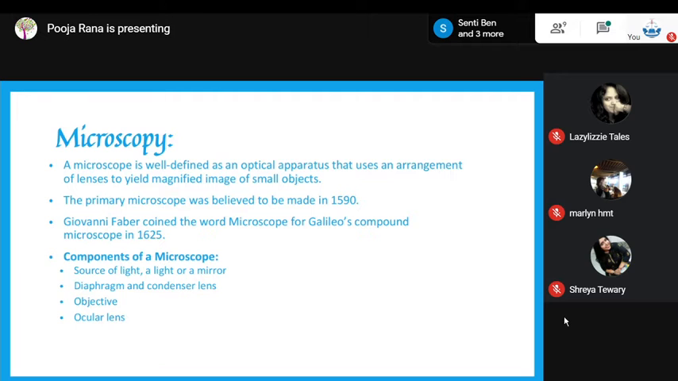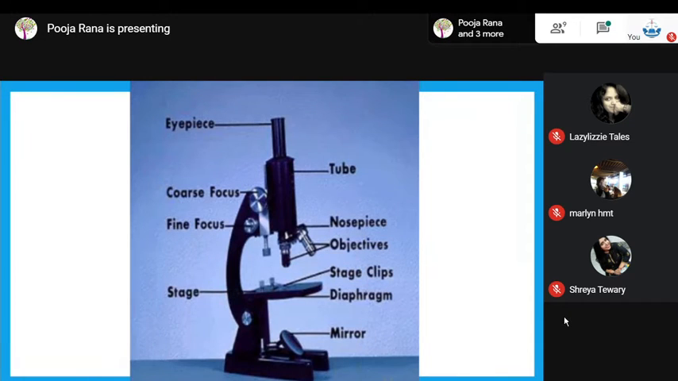And thereafter, the light travels from the condenser lens to the object, and from the object it passes to the objective. Those three or four lenses which are present, which you can rotate, and you can increase or decrease the focusing, those are the objective lenses, and from the objective lenses it passes on to the ocular lens. So this is how the light travels in a microscope. Now, here you can see the image of a microscope, all right?